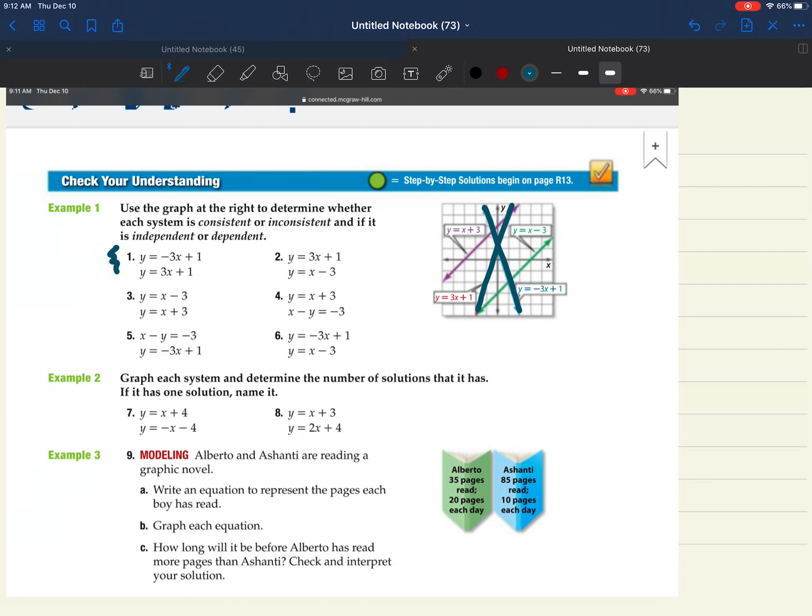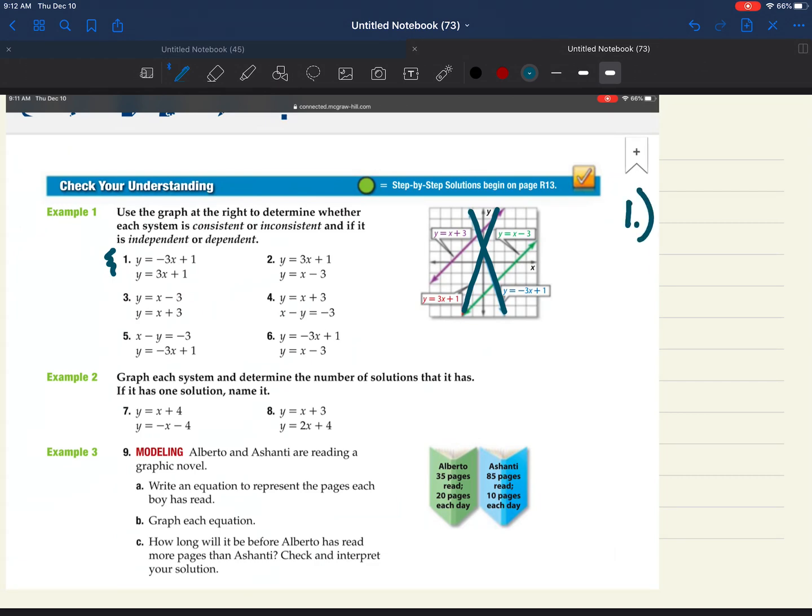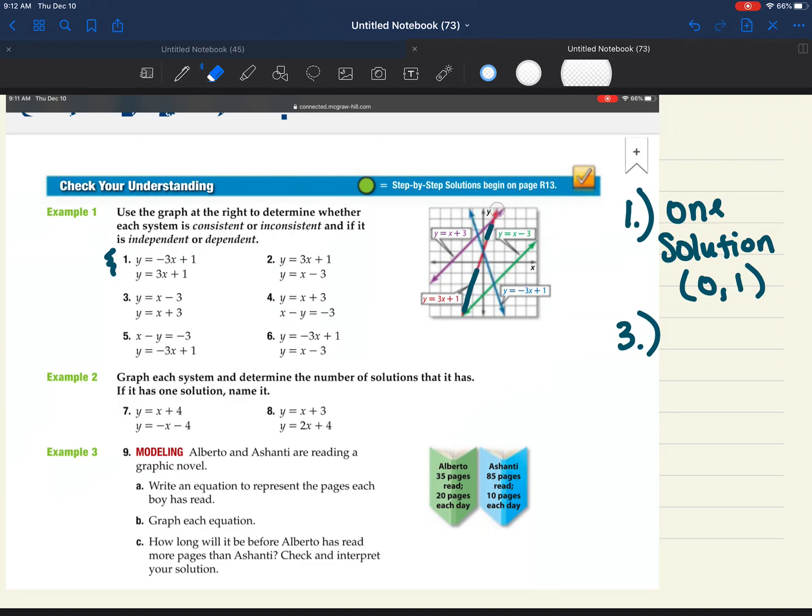What would you get as your answer? One solution, no solution, or infinitely many? One solution. What is that one solution? Yeah. So our answer would be one solution and the ordered pair (0, 1). Okay.